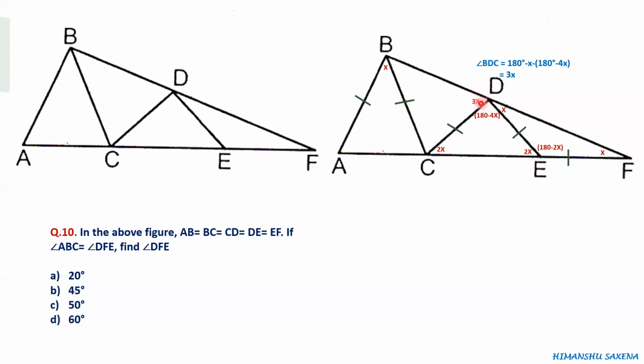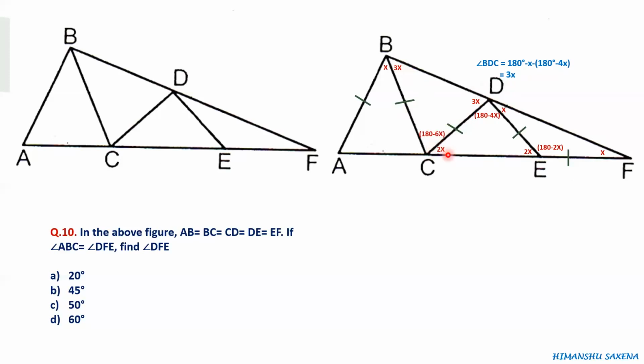Now if this is 3x and these two sides are equal, this would also be 3x, right? So these two angles would be equal. And if this is 3x and this is 3x, then the value of this angle is 180 minus 6x, because the summation is 6x here. So this angle would be 180 minus 6x.